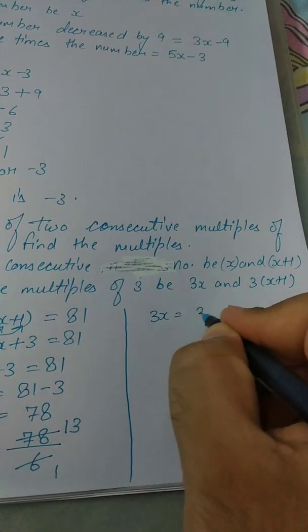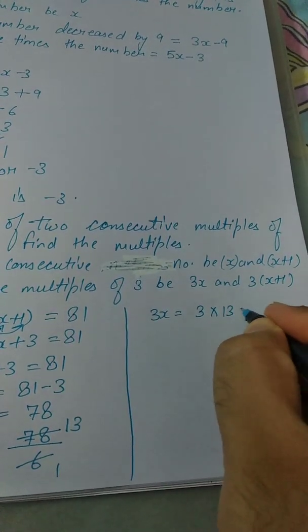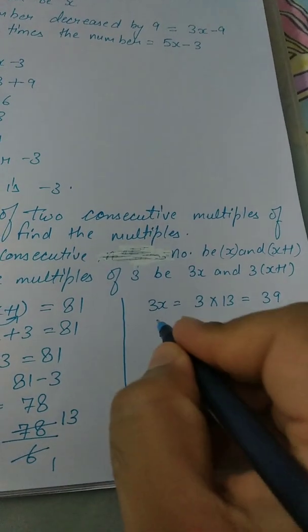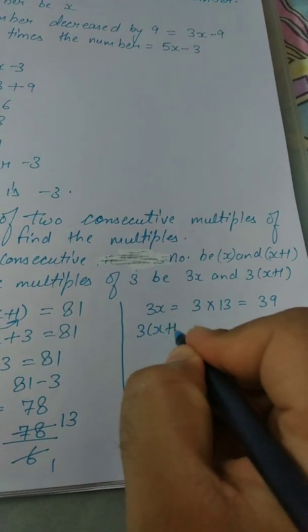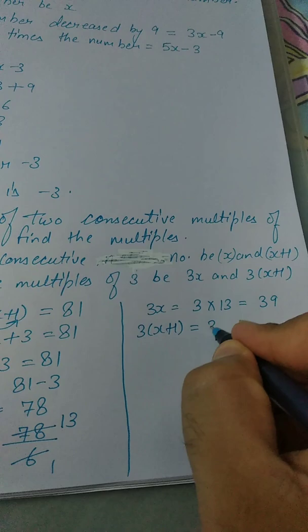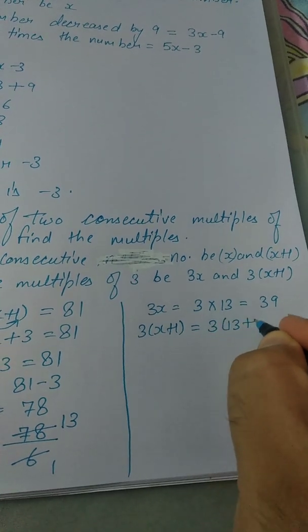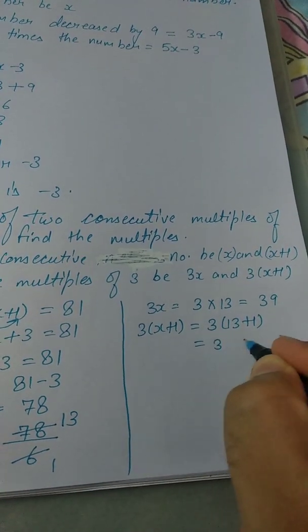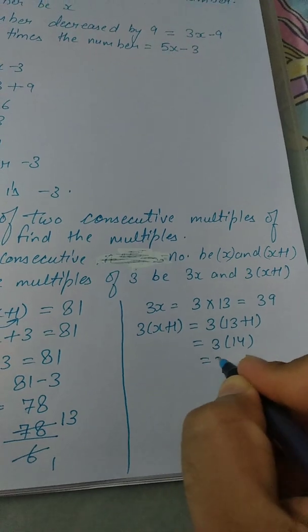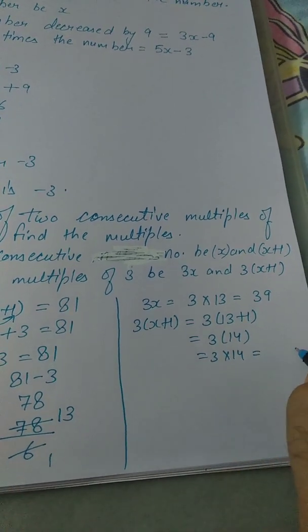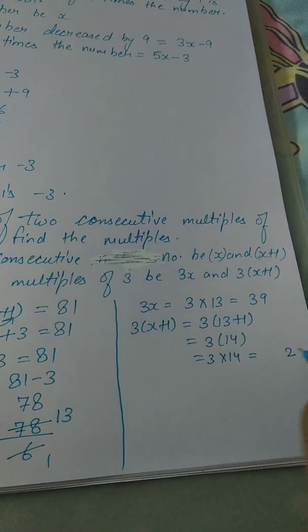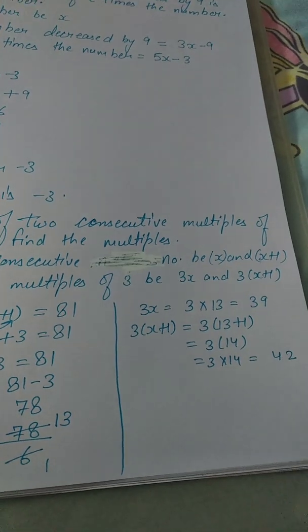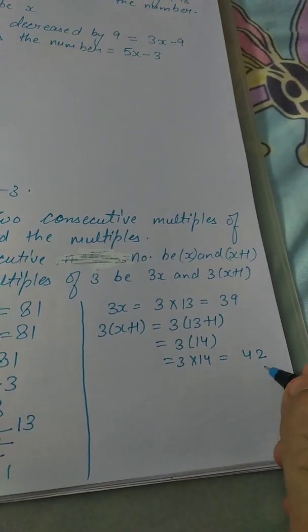3x is equivalent to 3 multiplied by 13, which is 13 3s are 39. 3x plus 1 is equivalent to 13 plus 1, equivalent to 14. So 3 multiplied by 14 is equivalent to 42. Right? 14 3s are 42.